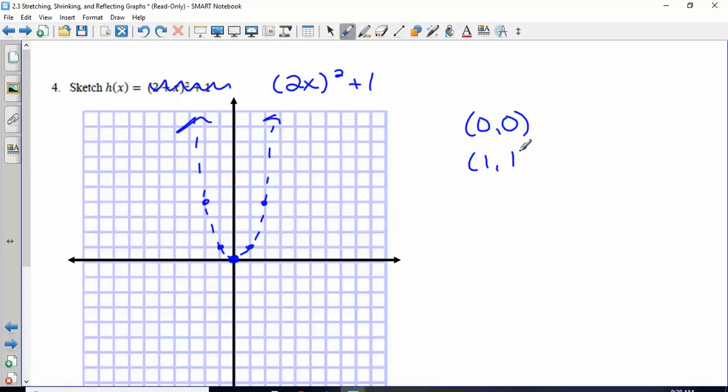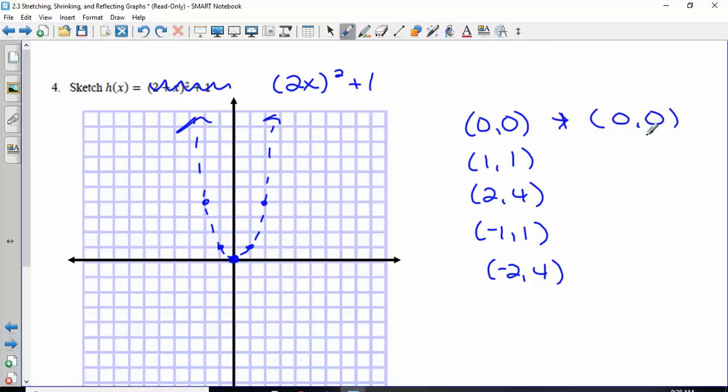If you wrote out your ordered pairs, inside is x and it does the opposite. So what am I going to end up doing to my x's? Multiply by a half or divide them by 2. Okay, so if all I did were the 2x squared piece, I would divide all my x's by 2, and we would get these points.